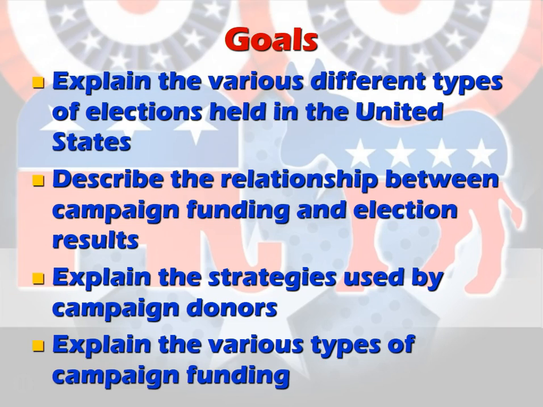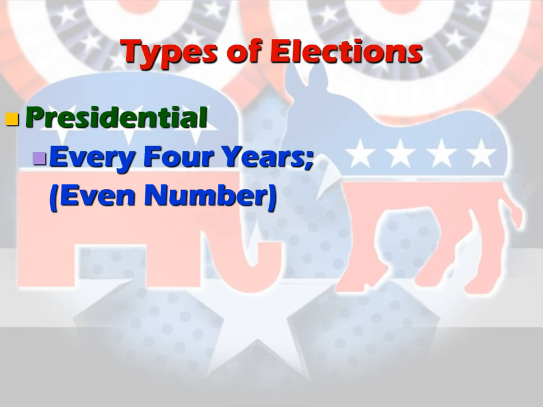And so our goals for today, we've got several: to explain the various different types of elections held in the United States, to describe the relationship between campaign funding and election results, to explain the strategies used by campaign donors, and to explain the various types of campaign funding. So let's start out by going over the election cycle.